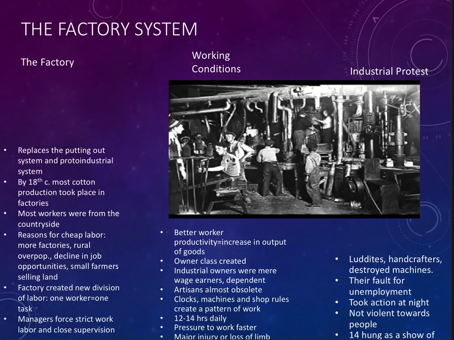By the 18th century, which is the 1700s, most cotton production took place in factories. If we're going to make shirts, if we're going to make any sort of textiles, it's going to be done in a factory because we can do it faster and in more abundance in a factory. So what ends up happening is most workers were from the countryside.